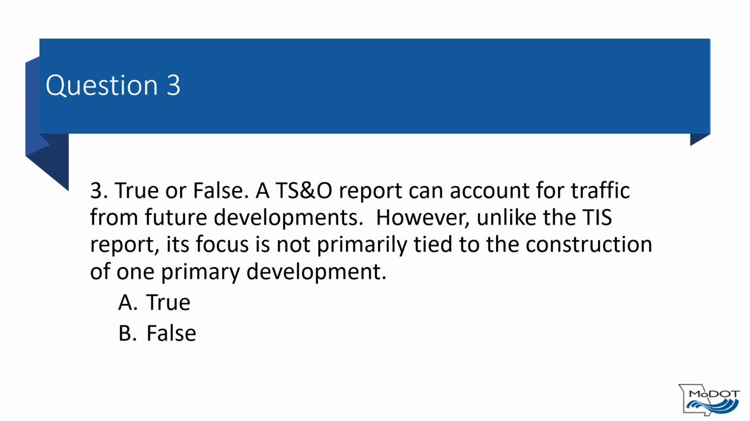Question 3. True or false? A TS&O report can account for traffic from future developments. However, unlike the TIS report, its focus is not primarily tied to the construction of one primary development. The correct answer is A.